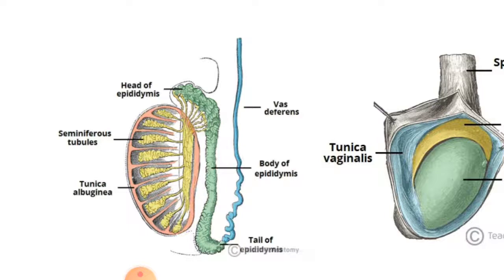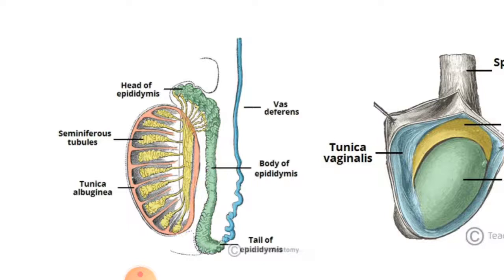The next layer is the tunica vasculosa, and this basically consists of a network of capillaries supported by delicate connective tissue, surrounding the seminiferous tubules. This layer will be the tunica vasculosa. That is not mentioned in this diagram, but I guess it is mentioned in your book. You can find that layer in your book.